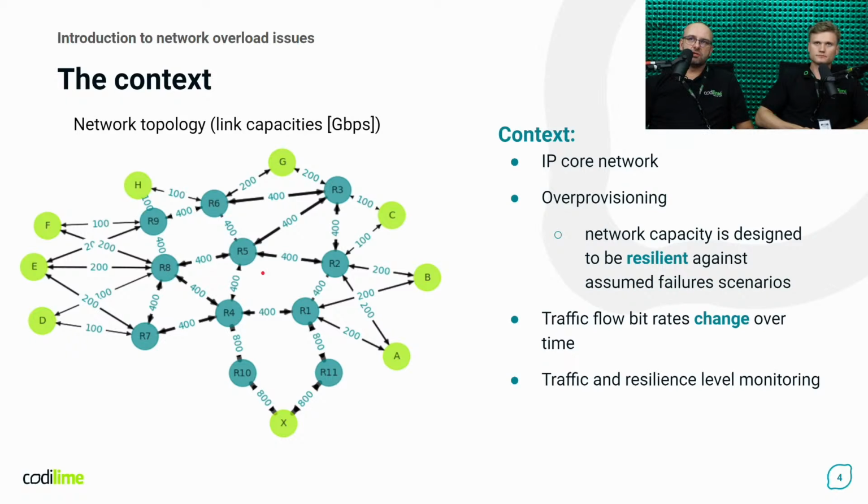We should also know that the traffic is changing over time, and usually it has increasing trends. So the network design with a specific capacity will at some point become insufficient in the future if the traffic is growing. So there is a need for continuously monitoring the traffic and continuously monitoring if our network is keeping the assumptions about the resilience level that it should satisfy.